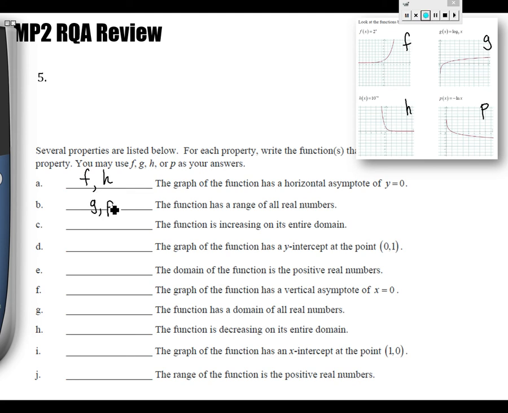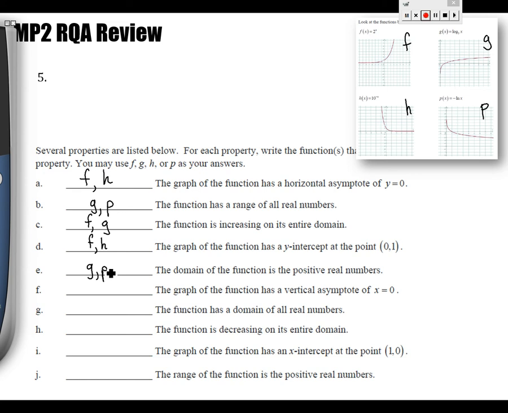So I'll write that. The function is increasing on its entire domain. That looks like F to me. Any other ones? Maybe G also, right? Looks like as you walk from left to right that you're going uphill on both of those two functions. Y-intercept at the point (0, 1). Well, that's as easy as just looking at it and seeing. I don't have the equations easily seen there, but I think if you plug in 0, you get 1 in both cases, F and H do that. The domain of the function is the positive real numbers. G and P look like they have only positive domains. You can't plug in a negative number to those.